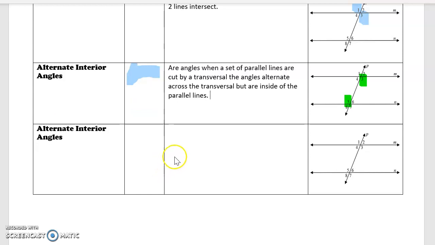All right, let's go to the next one. I think this is a mistake, so I am going to change that. I think this should be alternating exterior angles. So if alternating interior angles are inside the parallel lines and on different sides of the transversal, what do you think alternating exterior angles are?